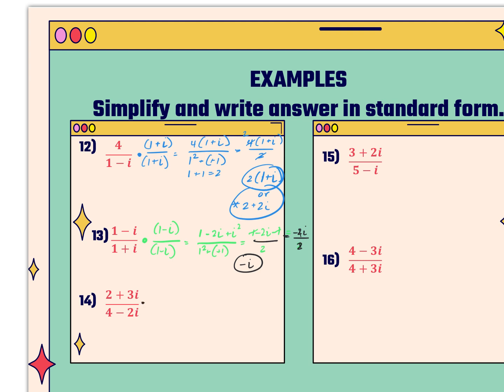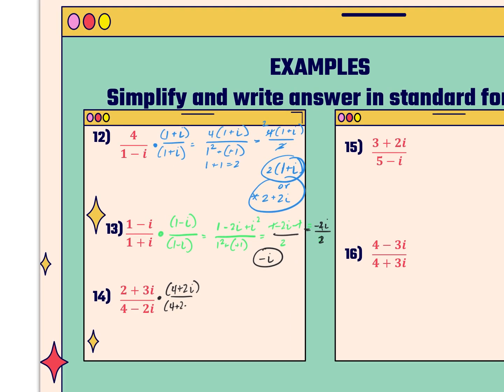Let me do it with black, it's easier. So again, here I'm going to multiply by 4 plus 2i, always multiplying by the complex conjugate. And again, we do that because we're trying to get rid of the imaginary number in the denominator, which we cannot have. So when I FOIL the top, first times first is 8. Outer times outer is going to be plus 4i. Inner times inner is plus 12i. And last times last is going to be plus 6i squared. All over, and then this one's going to be 4 squared, which is 16, minus b squared, which is going to be 4i squared.